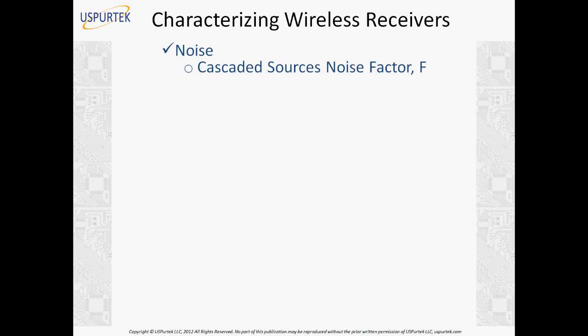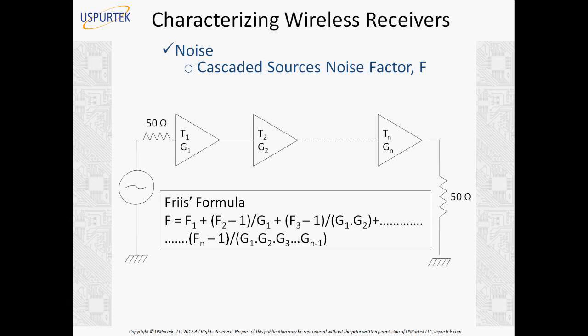For cascaded stages, we have the Friis formula, and one thing to note here is that it's the front end amplifier which is the most important, whose noise factor figures most into the total calculation. So that's why for very weak signals, we must have a low noise amplifier at the front end.